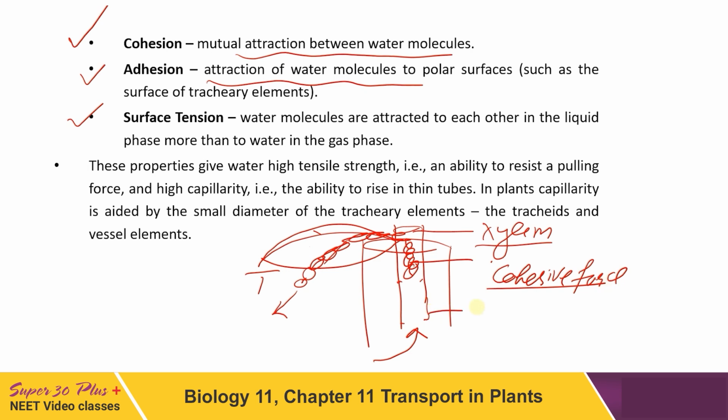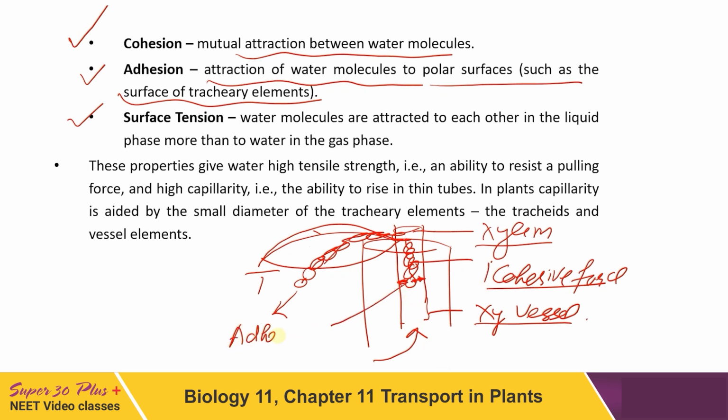In addition, these are the xylem vessels, and the water molecules have attraction to the walls of the xylem. They will be attracted to the xylem, and because of this the water column will not fall down. This is the attraction of water molecules to a polar surface, such as the surface of tracheary elements. This is the second factor; the first was cohesive force, and this attraction is called adhesive force. And the third one is surface tension.